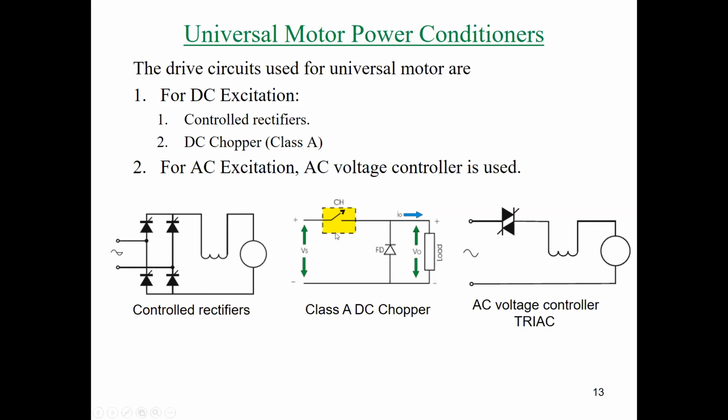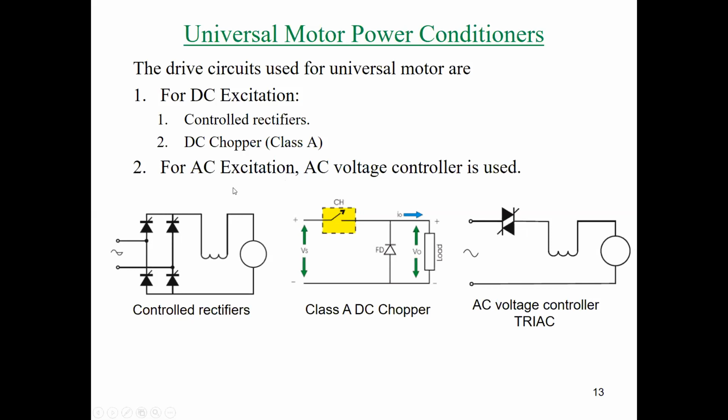In case of AC excitation, we can use an AC voltage controller. Simply, an AC voltage controller is nothing but back-to-back thyristors, or a device called TRIAC. TRIAC can also be considered as back-to-back thyristors. So we can use the AC voltage controller to control the performance of this machine.